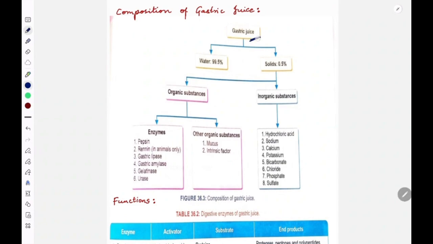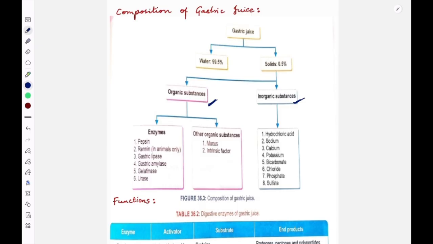So basically 99.5% of the gastric juice consists of water. That shows how much is the water content in the gastric juice. The remaining 0.5% consists of solids. Okay, these solids are again subdivided into organic substances and inorganic substances. Solids are nothing but the 0.5% of substances in the gastric juice that constitute organic and inorganic substances.